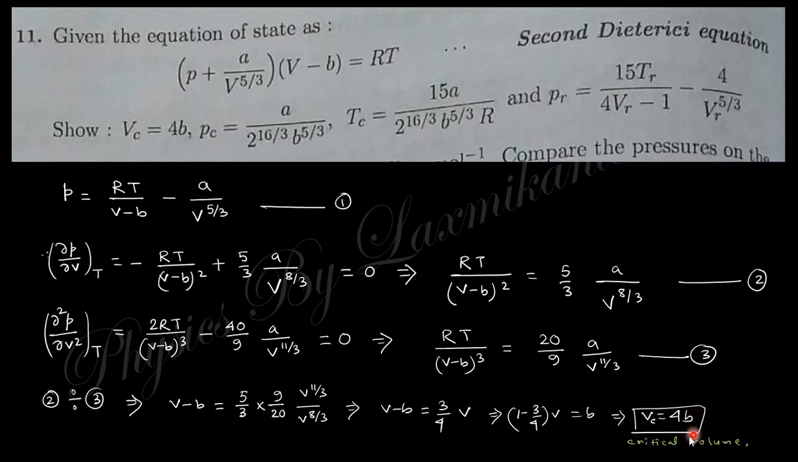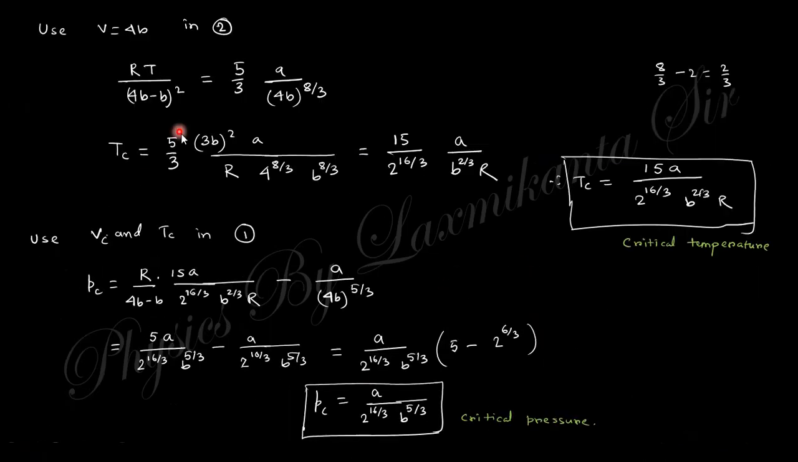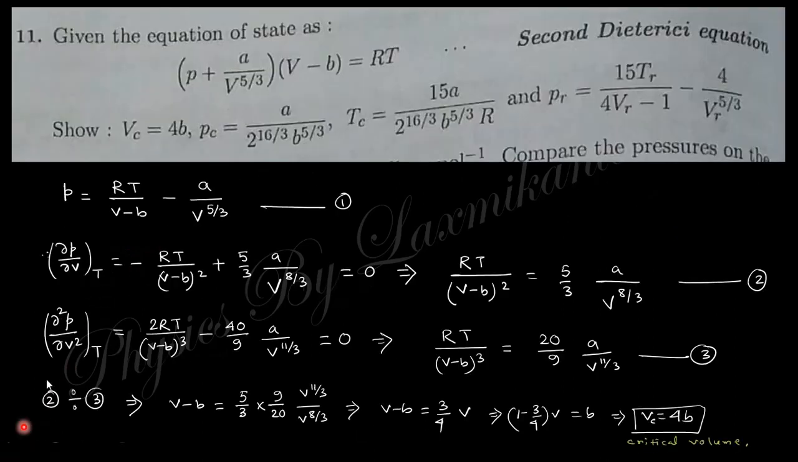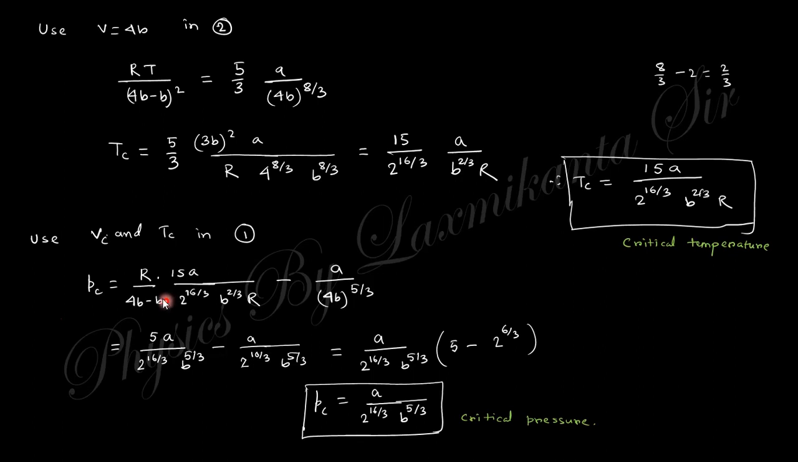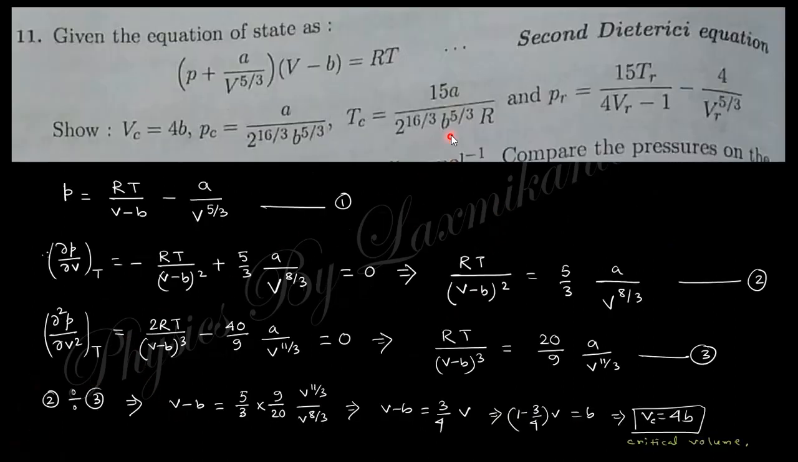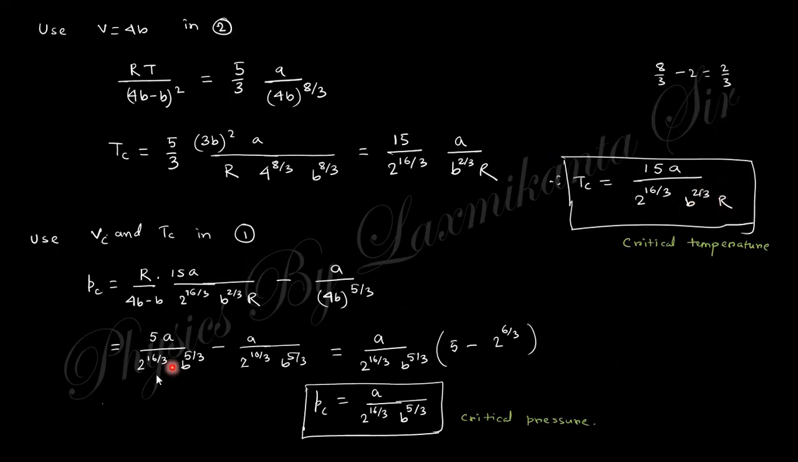Using this Vc in either equation 2 or 3, you will get the value of Tc, using V equal to 4b in equation number 2. Just putting this value and rearranging, you will get Tc, the critical temperature. After getting Tc and Vc, you will get the value of Pc from equation 1. Just put the values of Tc and Vc in equation 1, and you will get Pc, the critical pressure. So you can see here there is a mismatch. This will be 2/3.